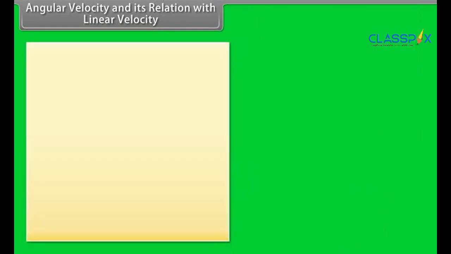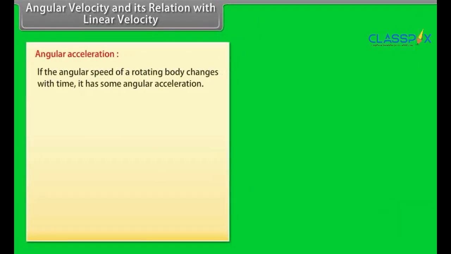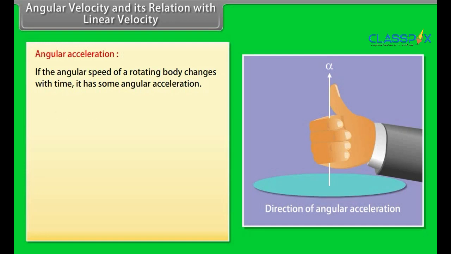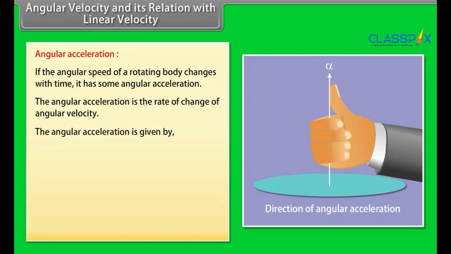Angular acceleration. If the angular speed of a rotating body changes with time, it has some angular acceleration. The angular acceleration is the rate of change of angular velocity. It is given by alpha, which is equal to the limit as delta t tends to 0 of delta omega upon delta t, which is equal to d omega by dt.